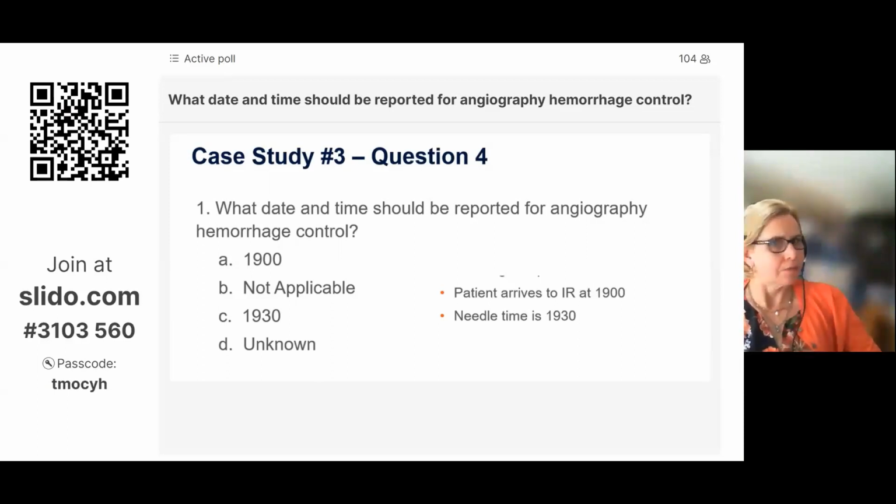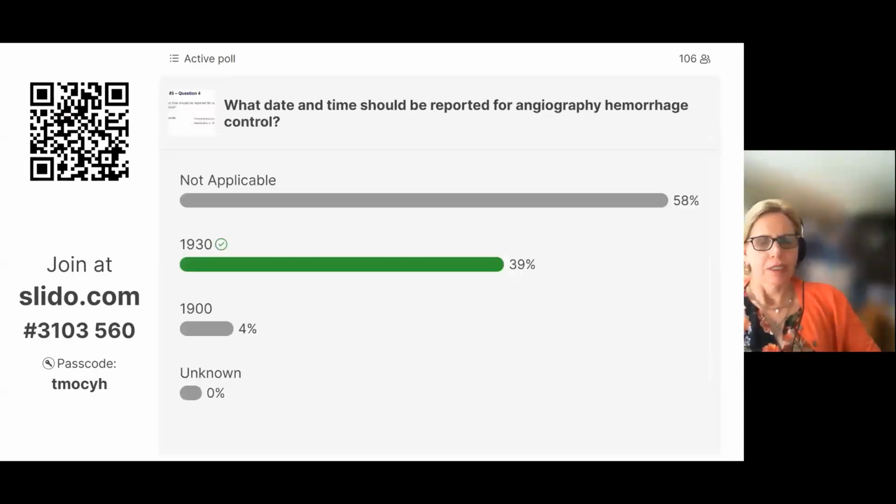Responses are slowing down. So this one as well is going to be not applicable, because under that additional information in your dictionary, it states the null value not applicable is reported if angiography element value is none, angiogram only, or angiogram with stenting.